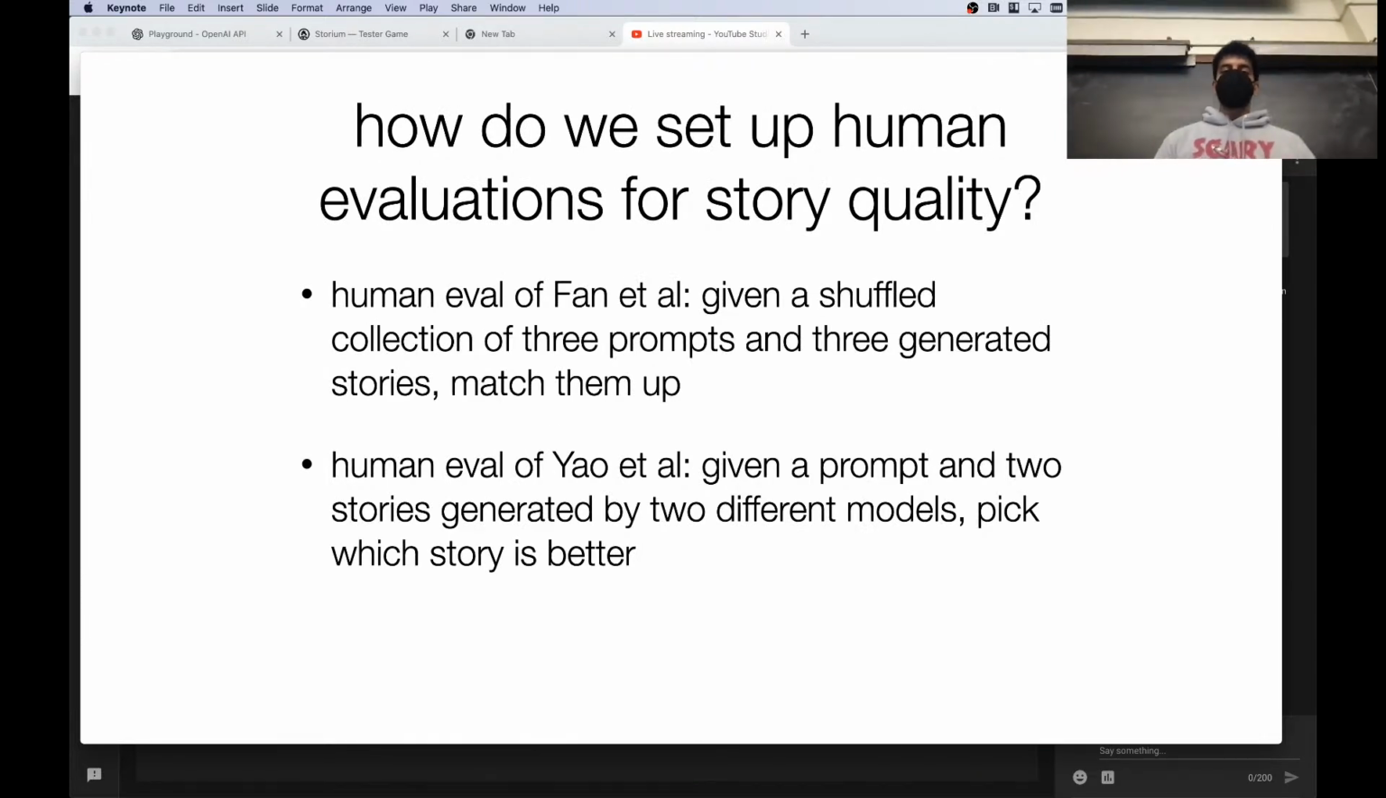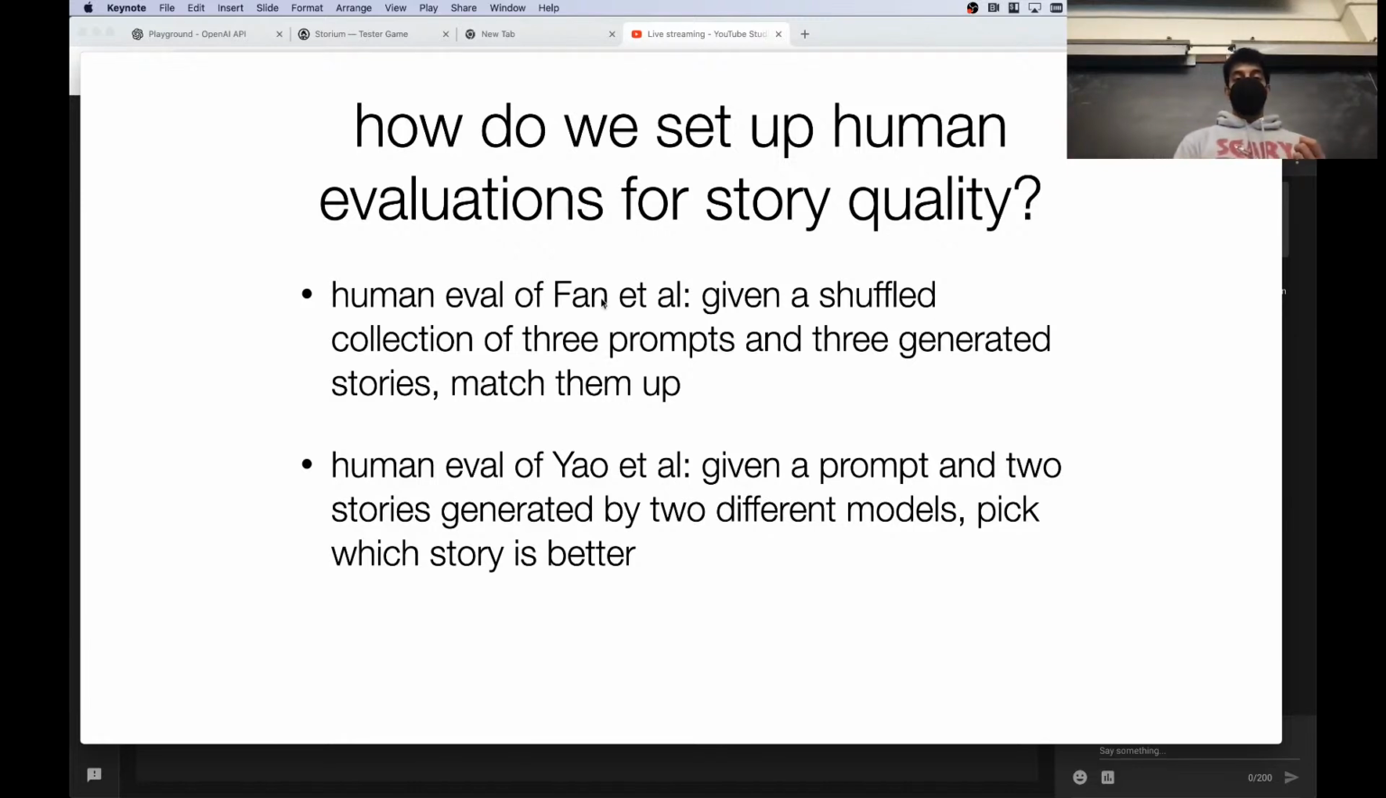And so if we're looking specifically at human evaluations, we already talked about the Likert scale-based ones, right? So given this story and this prompt, rate how relevant the story is to the prompt on a scale of 1 to 5, or rate how coherent it is, or how grammatical it is. If you have these kinds of stories and prompts, you can also do other evaluations.